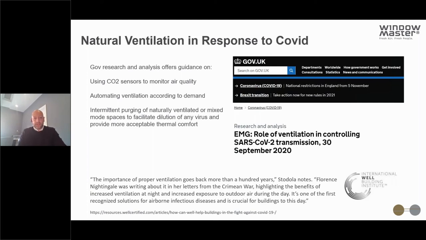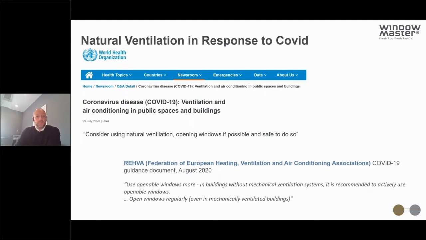But there's certainly a great deal of mention around monitoring air quality in spaces, ensuring that there's good levels of ventilation, automating that ventilation, and using natural ventilation to purge the spaces and work in conjunction with mechanical systems as well. And people like the International Wellbeing Institute are referencing through their studies people like Florence Nightingale, who many years ago was encouraging the use of natural ventilation in terms of reducing transmission of viruses, and that continues to be a theme today, with the World Health Organization encouraging the use of natural ventilation, and REHVA guidance too.